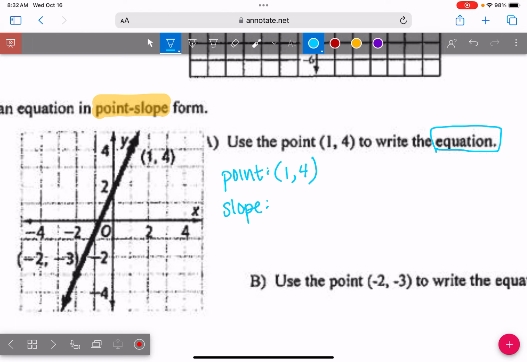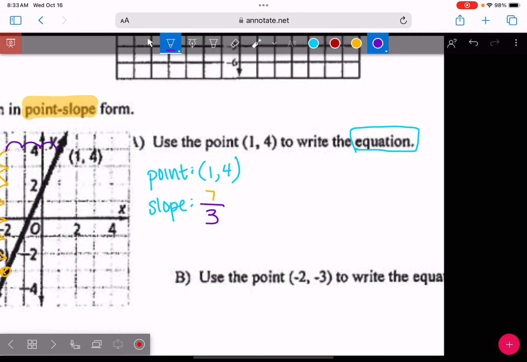Now, how can I find slope right here? I'm given a graph. How could I figure out slope? Well, I know that in front of me, I can go from this point to that point and count rise over run. So let's do that. So starting here, I go up 1, 2, 3, 4, 5, 6, 7. So I'm going up 7 over 1, 2, 3, over 3. Okay, so there's my slope.